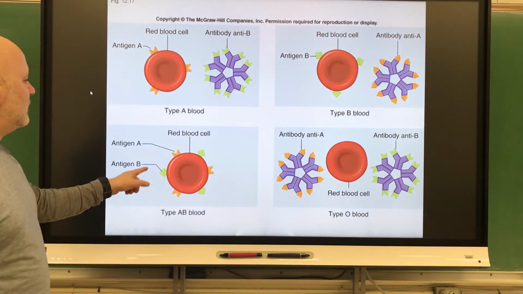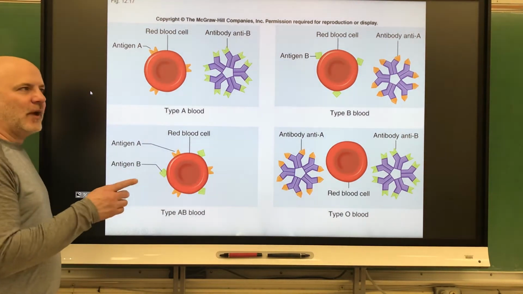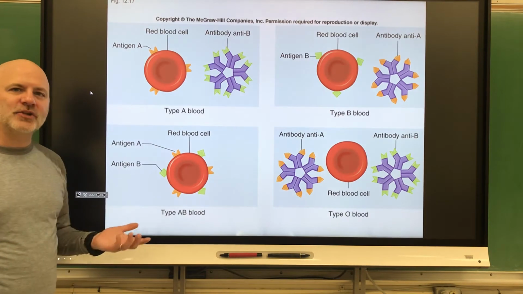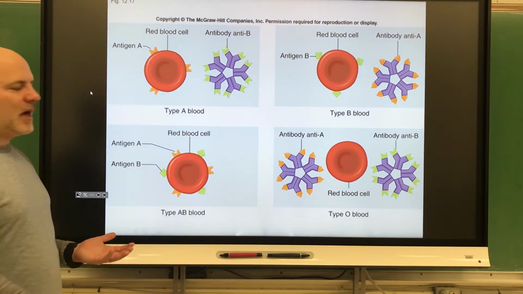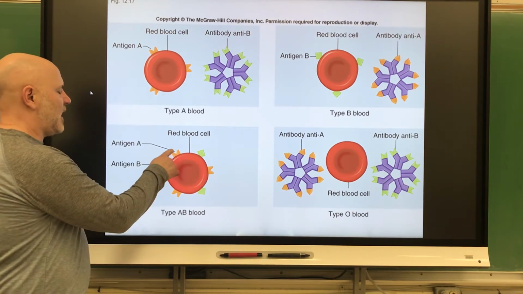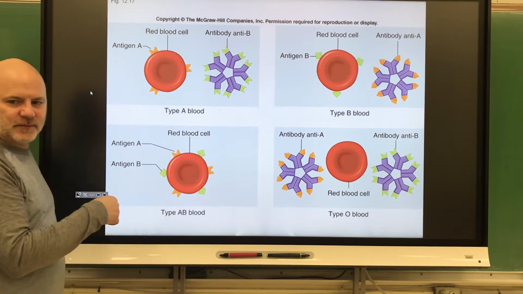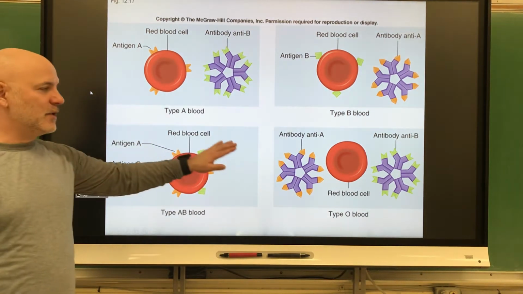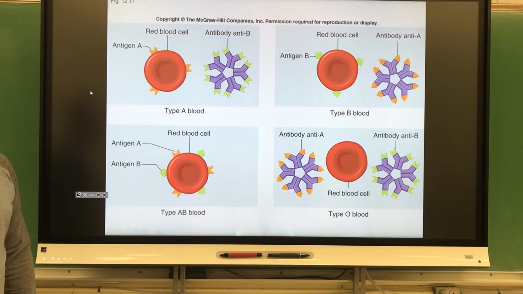Next is AB blood. So down here is AB blood. AB blood, you have 1 gene for A and 1 gene for B, all right? And you exhibit both of those traits, right? So these are red blood cells that have both the A and B antigens on their cell surface, all right? But you don't produce an antibody. You don't see any antibody here, all right?